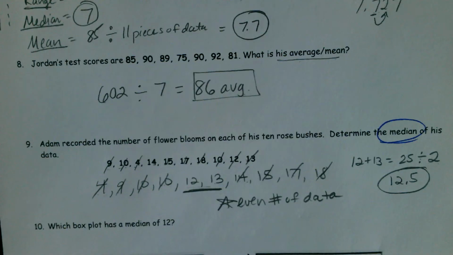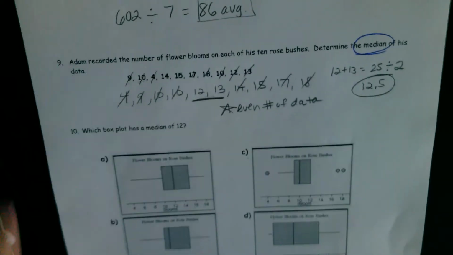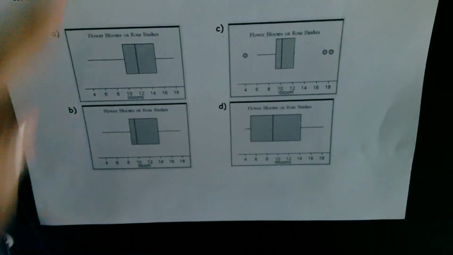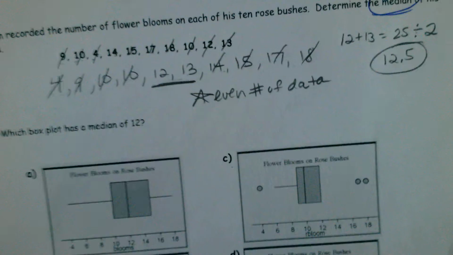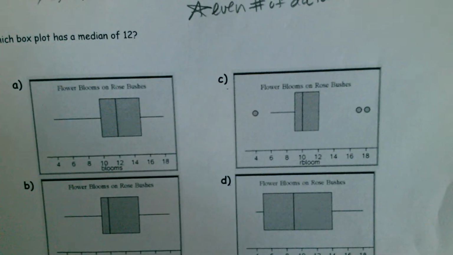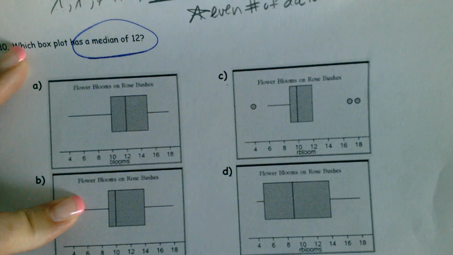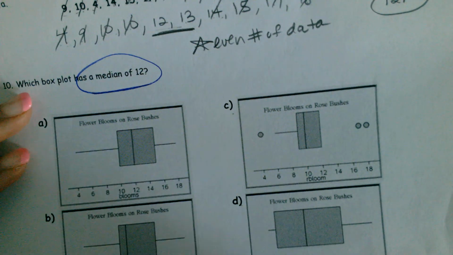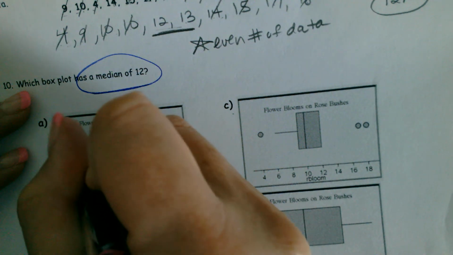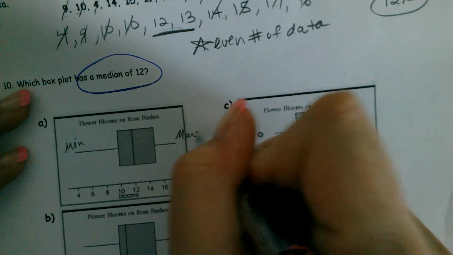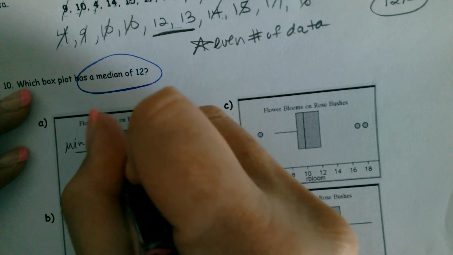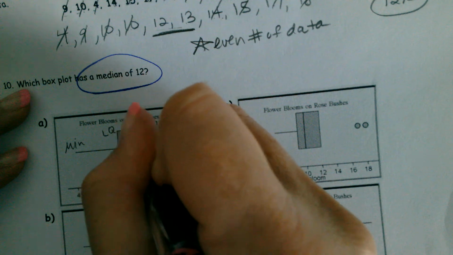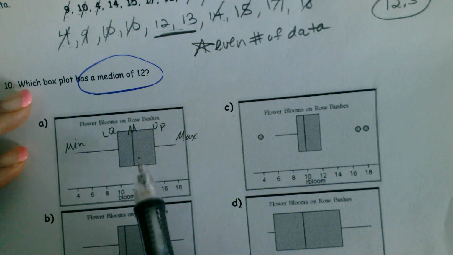Which box plot has a median of 12? So let's think about our box and whisker plots now. Think about your notes and think about what each point on the graph means. We care about the median, okay? These are kind of fuzzy, just so you know, but it also says flower blooms on rose bushes. So remember, this is your minimum, this is your maximum. You have your lower quartile and your upper quartile, and your median is the bar in the middle.